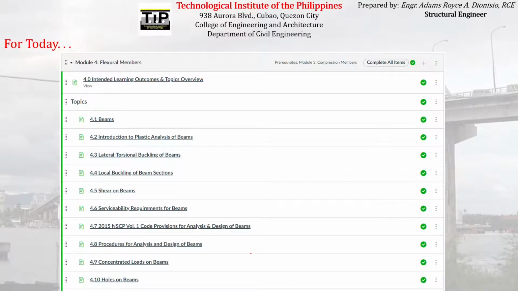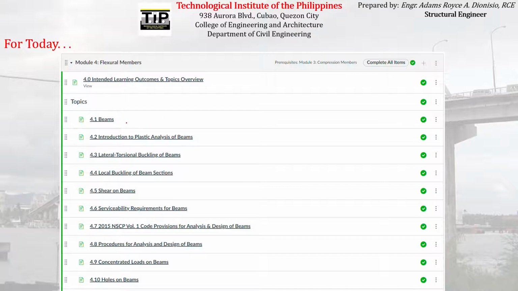So for today, we will be discussing Module 4, which will talk about flexural members. We are now finished with discussing tension members and compression members. Now we will be moving on to the next member that we will be discussing, which are the flexural members. We will talk about beams, because most of the time flexural members are beams, and they are the most common flexural member that we use in civil engineering.